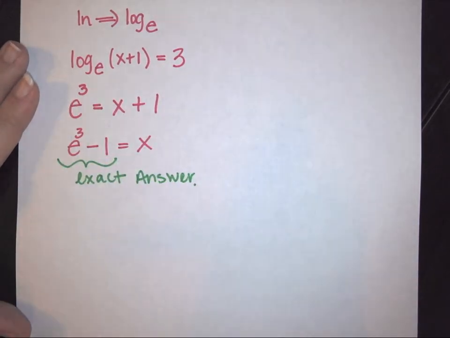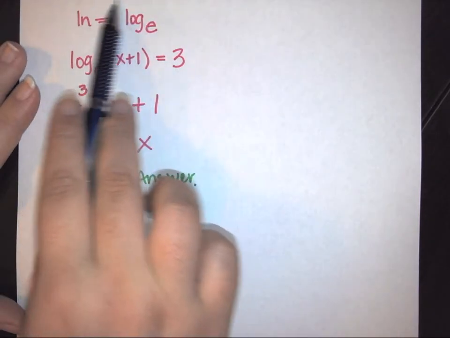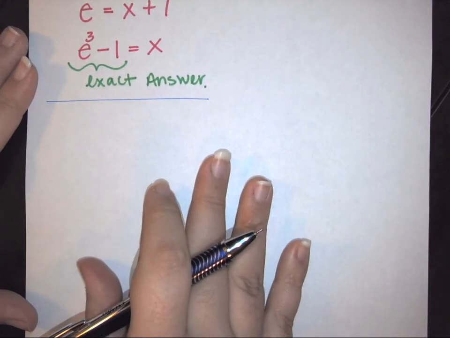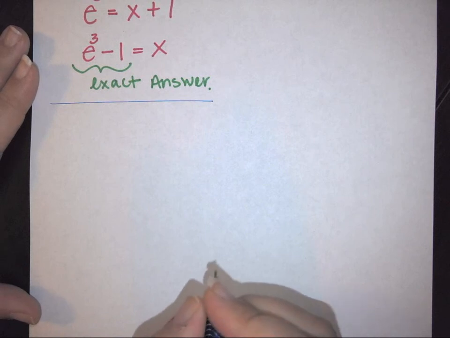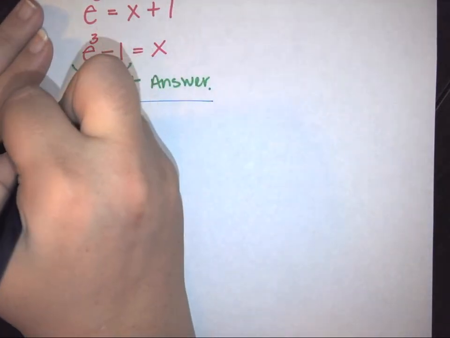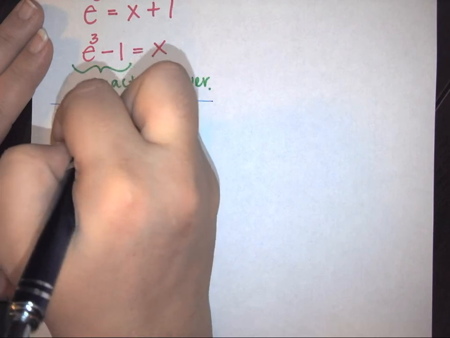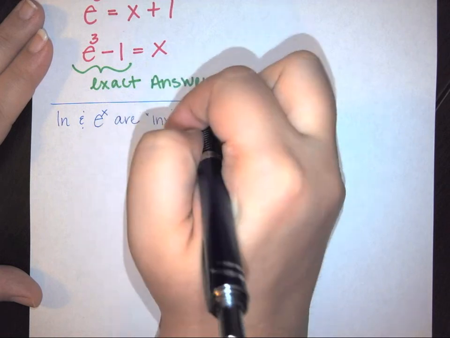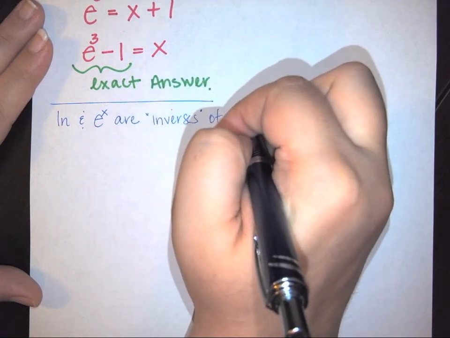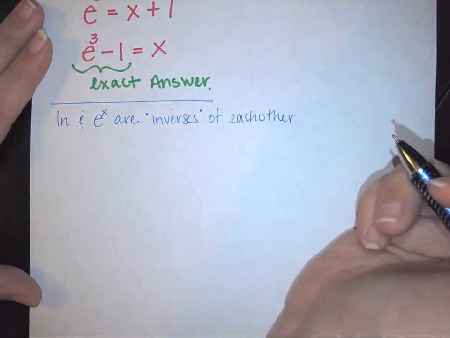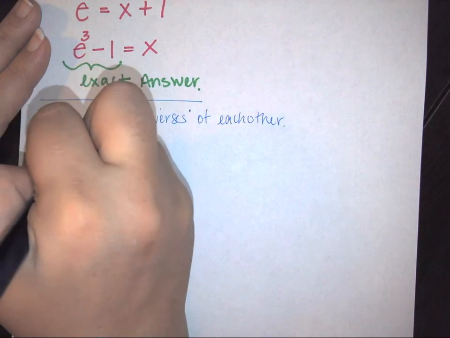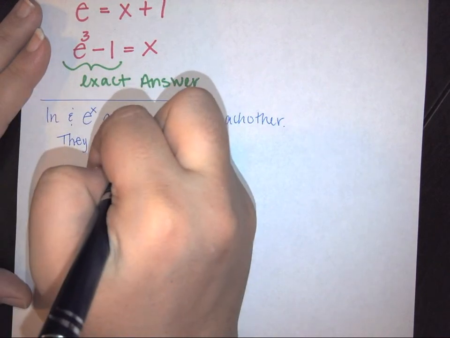Now, this is just one way to do it. The other way to do it would have been to raise to the power of e. If you don't remember that the natural log is the same as log base e, what you need to remember is that the natural log and e to the x are inverses of each other. This means they undo each other. Simply put, they undo each other.